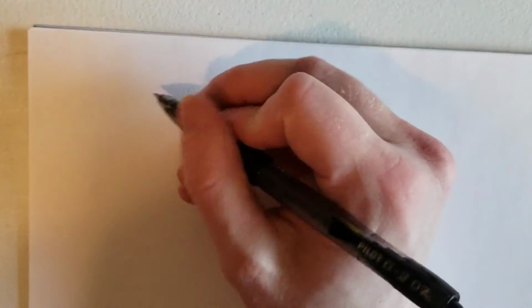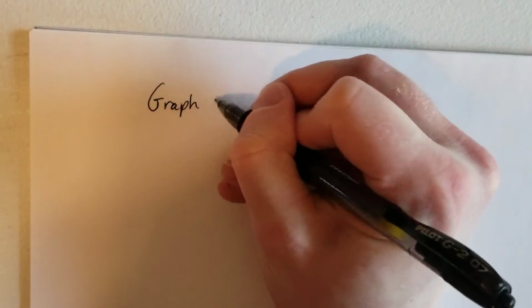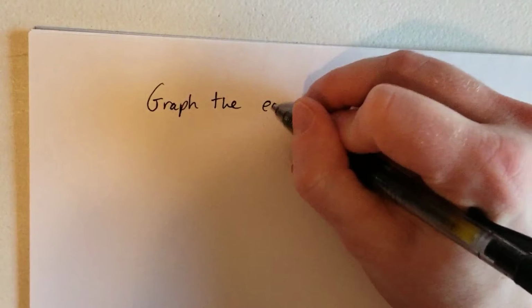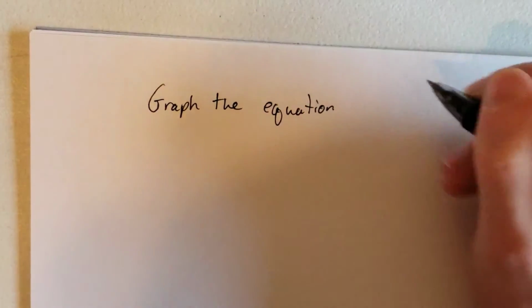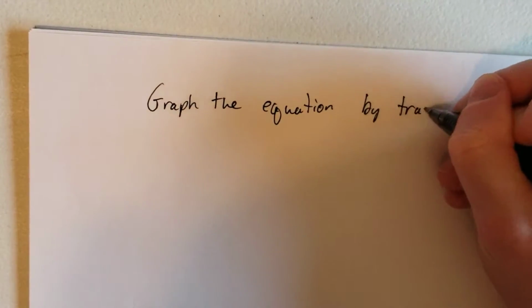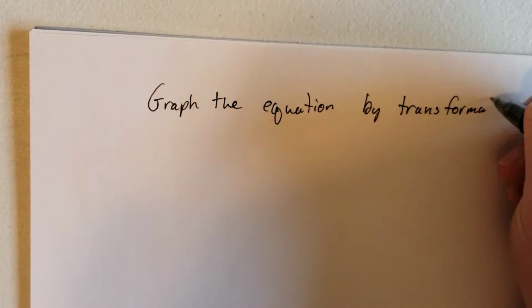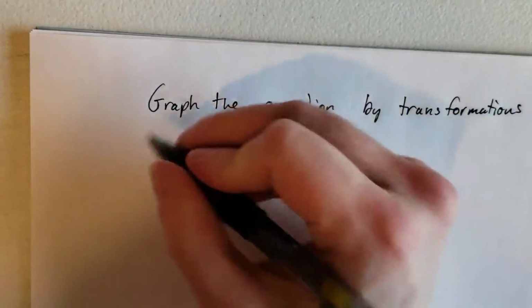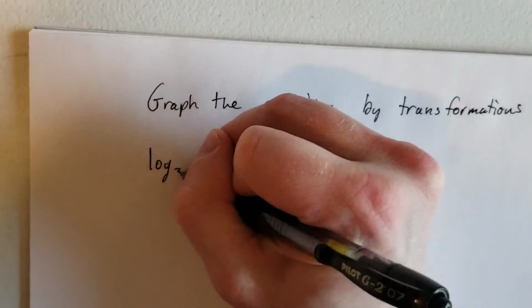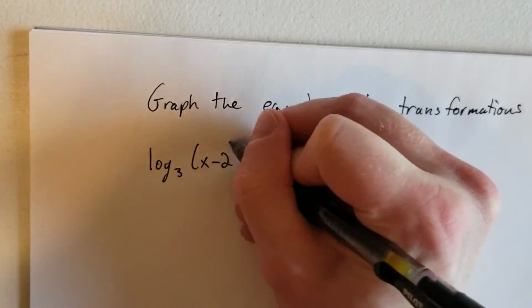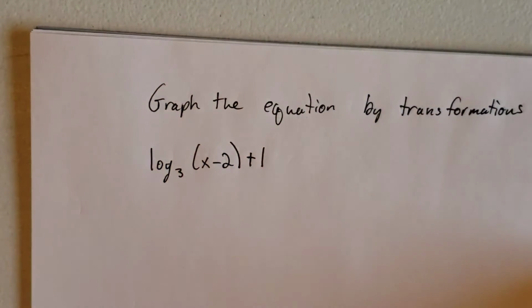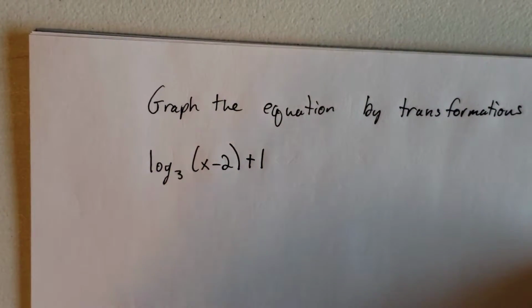I have one more type of problem that we want to do for this section, and that is to graph the equation by transformations. And this equation is log base 3 of x minus 2 plus 1. So we've done transformations quite a bit, but we're going to do it again here.